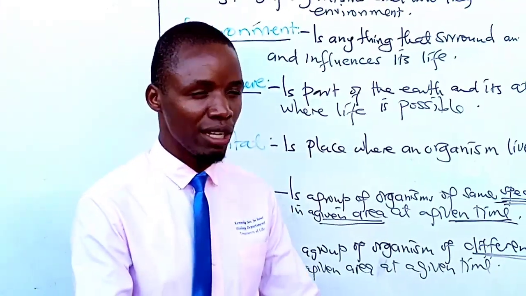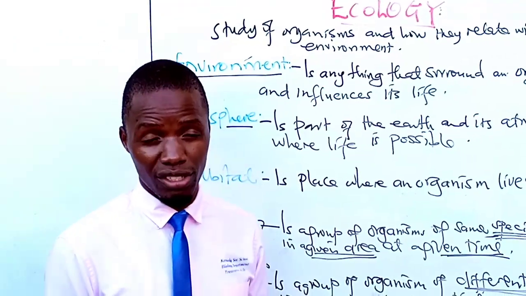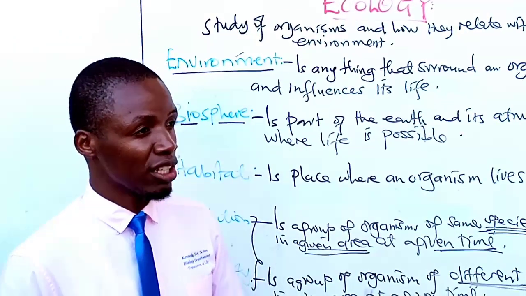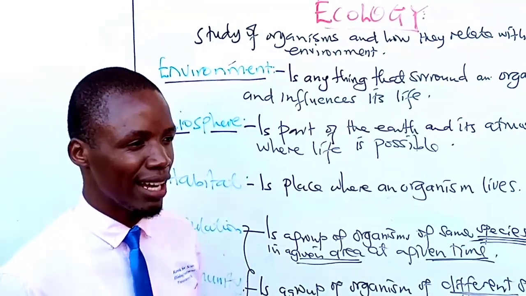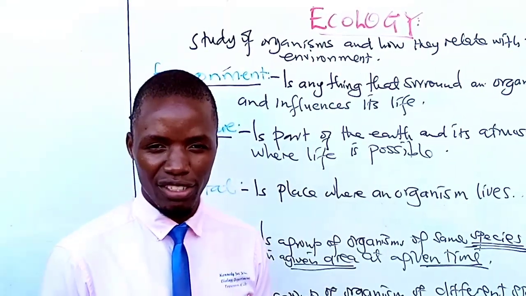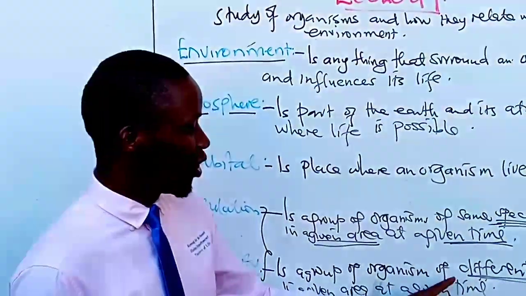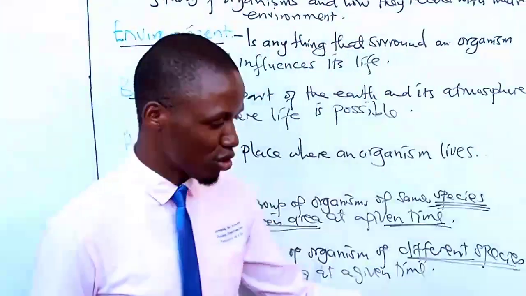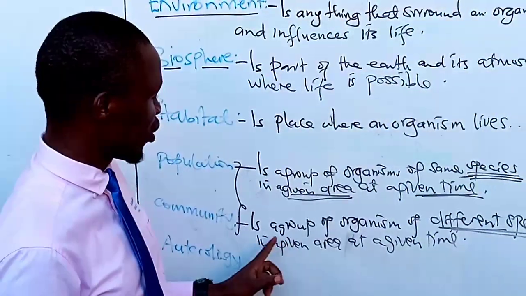even from a layman's understanding, when you say community, you have very many organisms. For example, in a given community, you can have human beings, trees, goats, cows. So that community has very many organisms. Those organisms, the trees, the goats, the human beings and so on, are all different species. All of them together form what you call a community.